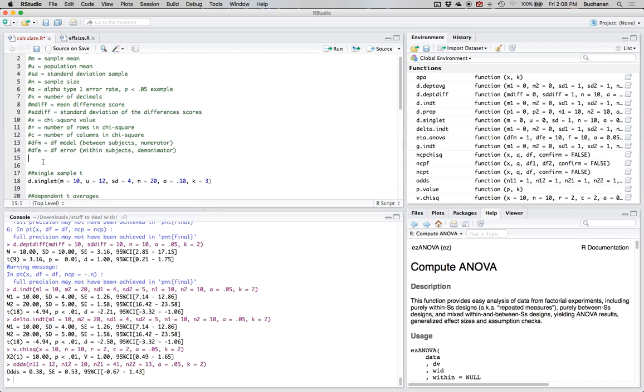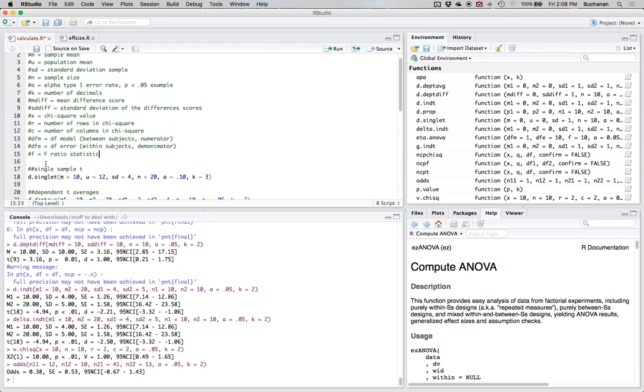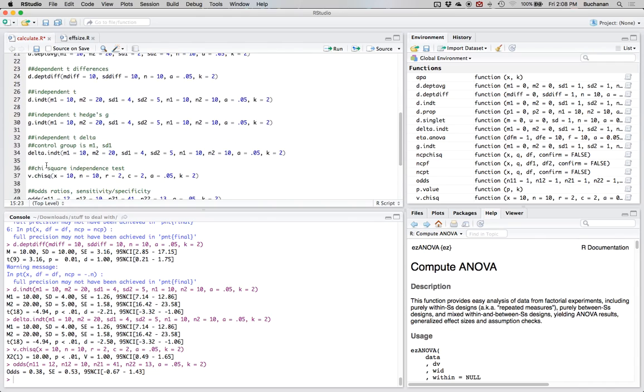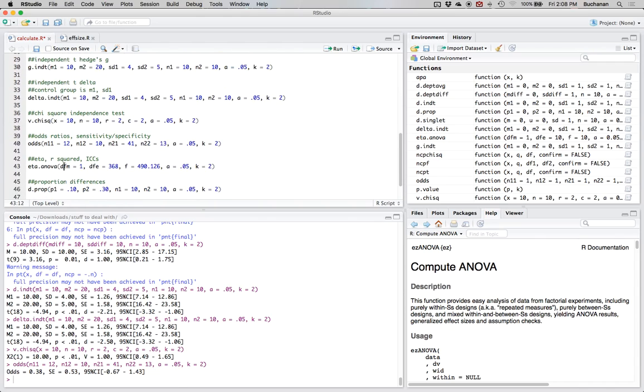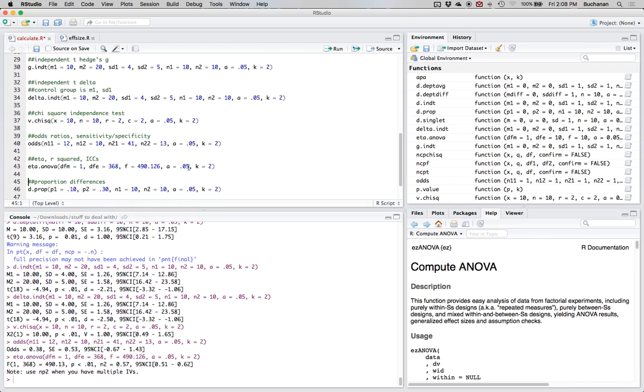So the F part is the F ratio statistic. And then alpha and K. So let me scroll back down here. So DF numerator, DF denominator, F, alpha, and K. And then it gives me my F statistic in APA style. It says what eta squared is, so 0.57 in this example, and my 95% confidence interval.